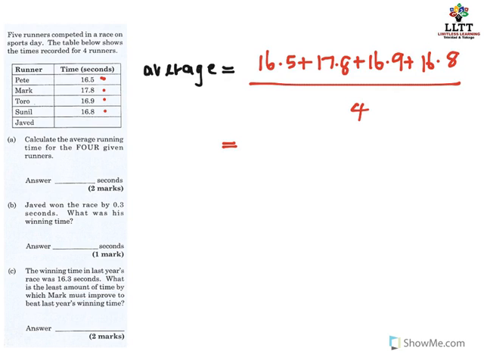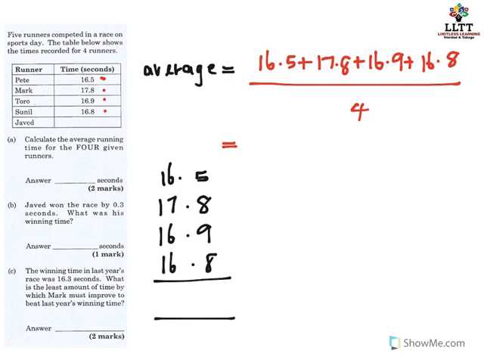So for this examination, we want to show all our working in the working column. So we add 16.5, 17.8, 16.9, and 16.8. We're going to start off with our tenths column, which is the rightmost column. We're adding these 4 numbers together. So 5 plus 8 plus 9 plus 8 is going to give us 30. So we put the 0 here.